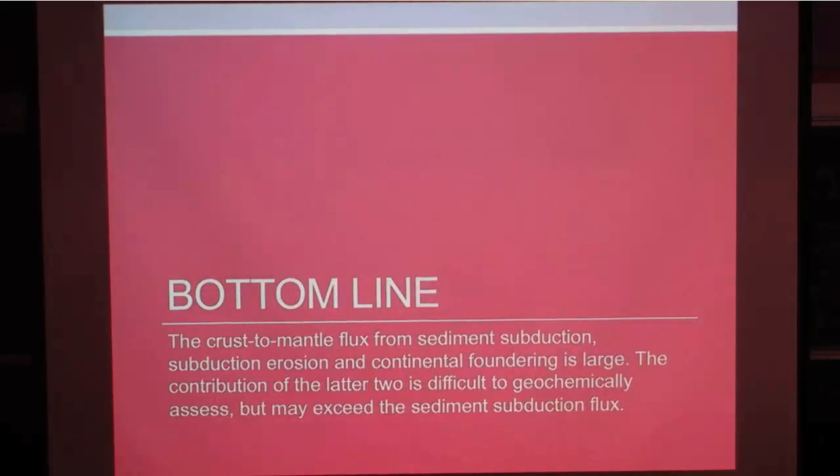The problem is that crustal foundering and subduction erosion, from a geochemical point of view, are difficult to get a handle on, because we don't actually know what's being eroded, what's foundering. This is deep crustal stuff, and it's hard to get a handle on that. So I think geochemists have ignored it.